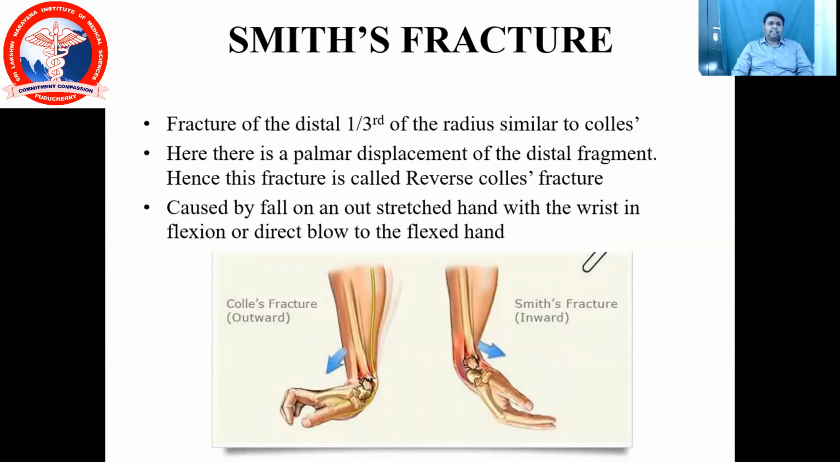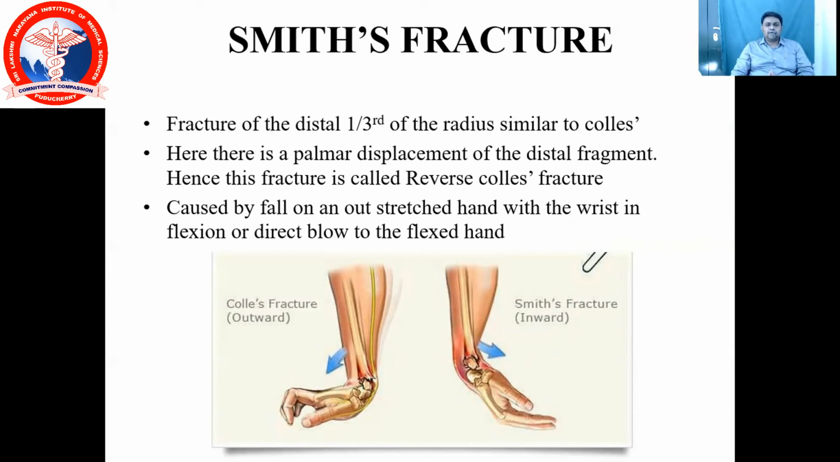Coming to the Smith's fracture. So Smith's fracture is nothing but the reverse of Colles fracture. This is the same as the Colles fracture, where the fracture of the distal third of the radius is similar to Colles. Here there is a palmar displacement of the distal fragment, hence this fracture is called the reverse Colles fracture. This is caused by an outstretched hand with wrist in flexion, or a direct blow to the flexed hand can produce a Smith's fracture.